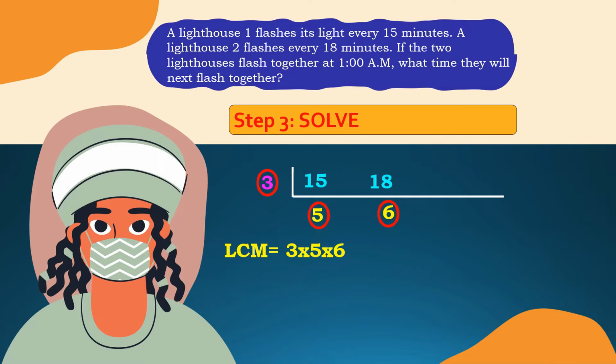Remember that in solving the LCM, instead of just multiplying the common prime divisor, we will also include the quotients to the last step, which in this case is 5 and 6. So we have 3 times 5 times 6, and the answer is 90.